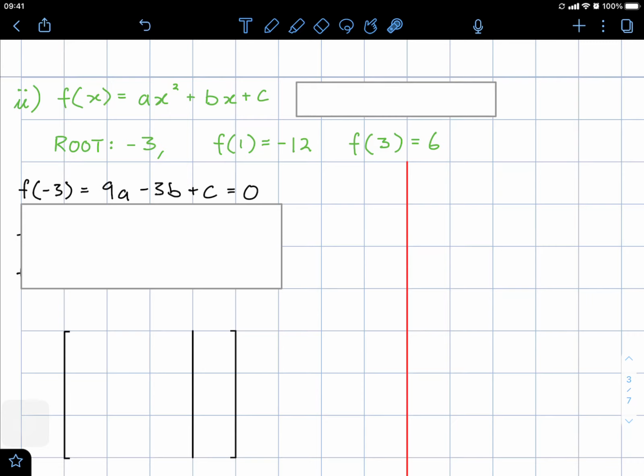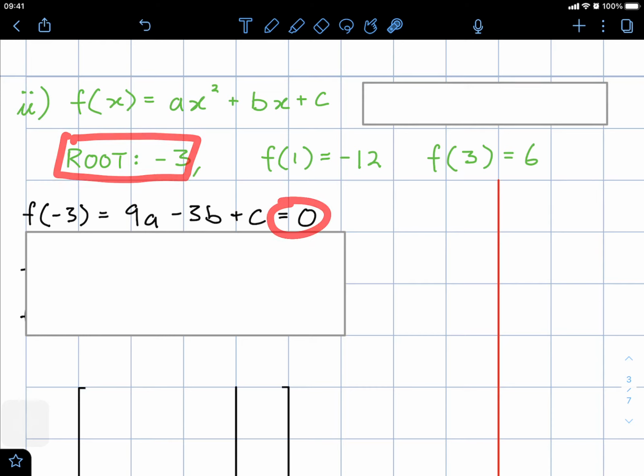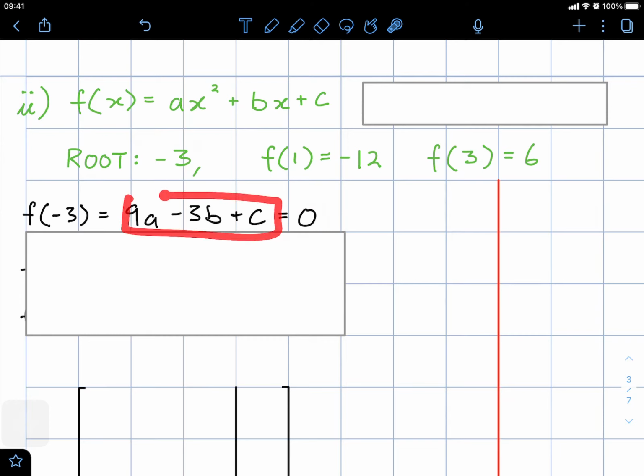or polynomial given. So for example, when we substitute -3 into the polynomial, -3 squared is 9, so we get 9 times a. -3 times b is -3b plus c. But now, since we know that roots give y values of 0, we let this expression equal 0.